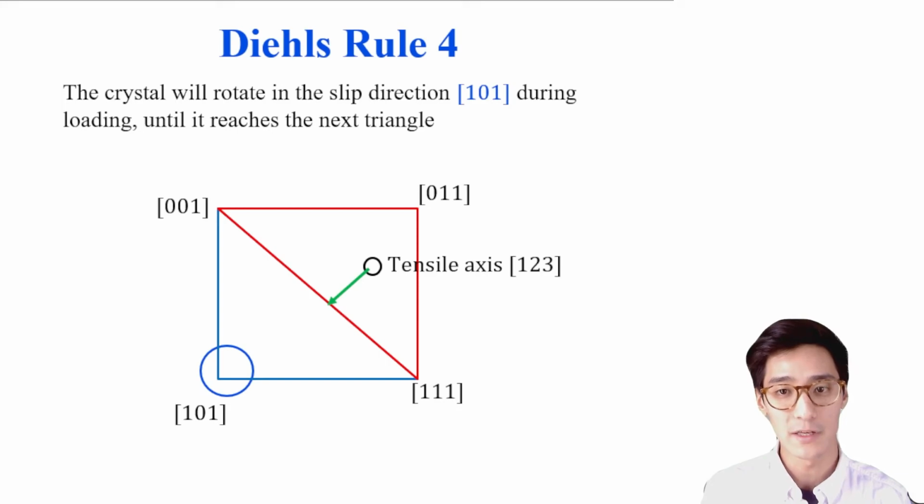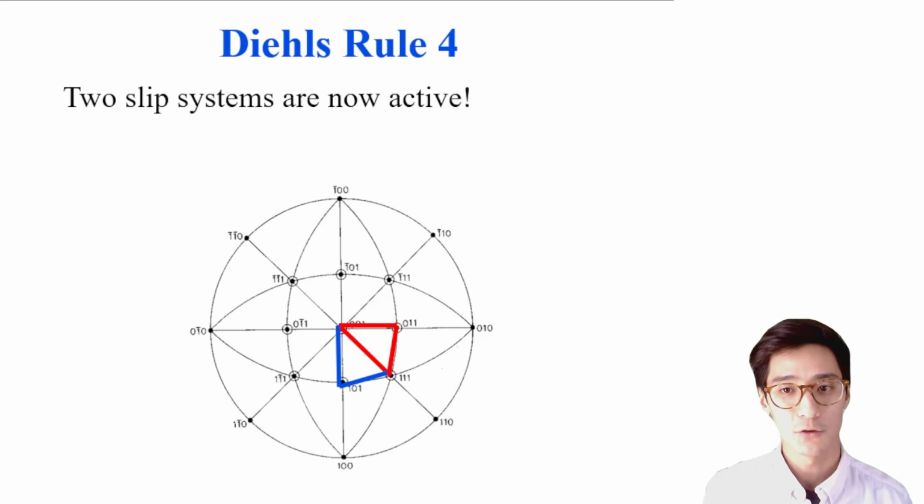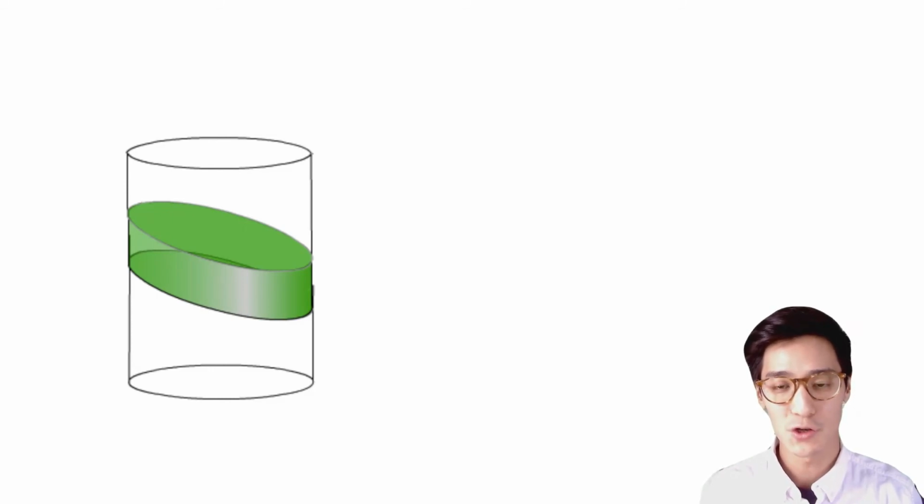Zooming in on these two triangles from the stereographic projection, the tensile axis 1, 2, 3 will move towards the 101, until it hits the boundary of these two triangles. Once it reaches the boundary of these two triangles, in this case, the 1, 1, 1, two slip systems are now active on the stereographic projection. This animation will show this internal rotation and also recap Diehl's Rule.